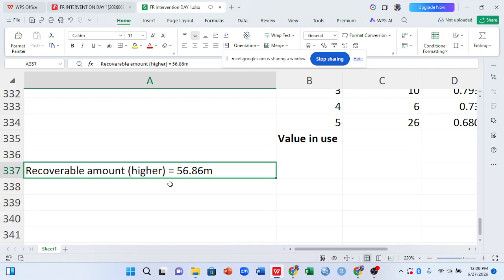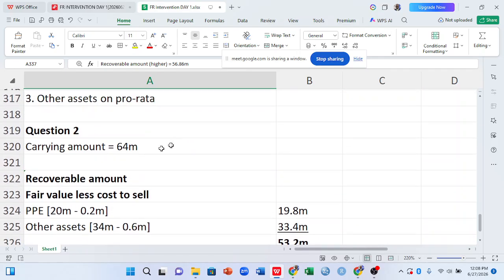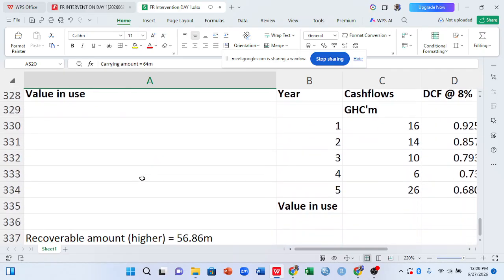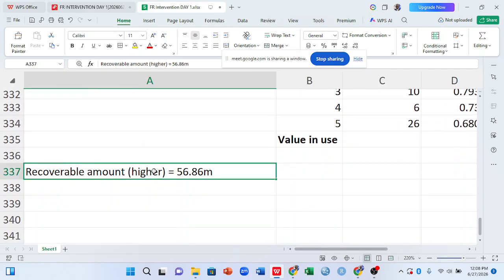The next thing, we check the condition for impairment. So what's the condition for impairment? Carrying amount should be greater than recoverable amount. What's our carrying amount? 64. Is it greater than our recoverable amount, 56.86? Yes, it's greater. So that means that there is impairment.